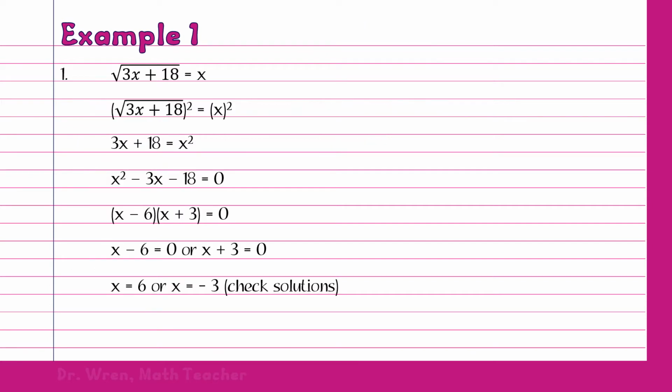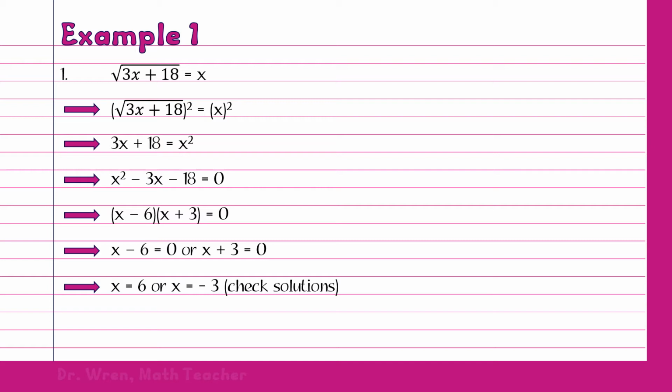The square root of 3x plus 18 equals x. First, square both sides of the equal sign. That gives us simply 3x plus 18 equals x squared. Next, set the expression equal to 0 by moving the 3x and 18 to the x squared. Now, factor the resulting trinomial. Doing so will give us x minus 6 times x plus 3 equals 0. Set both binomials equal to 0. Solve these two linear equations to get x equals 6 or x equals negative 3.